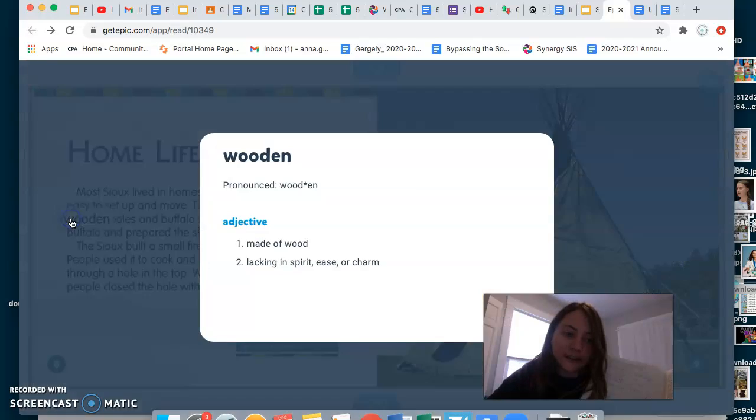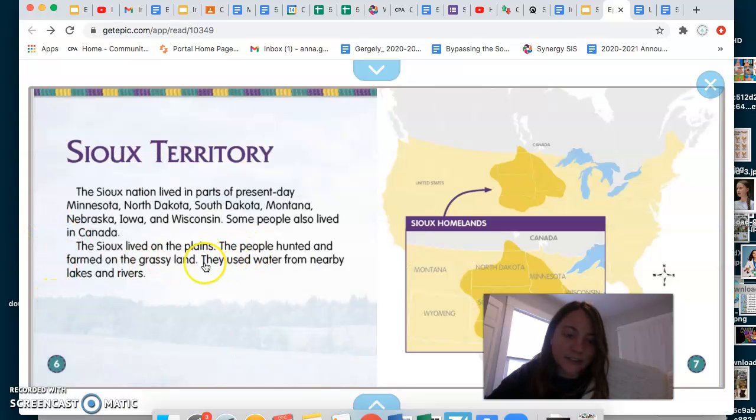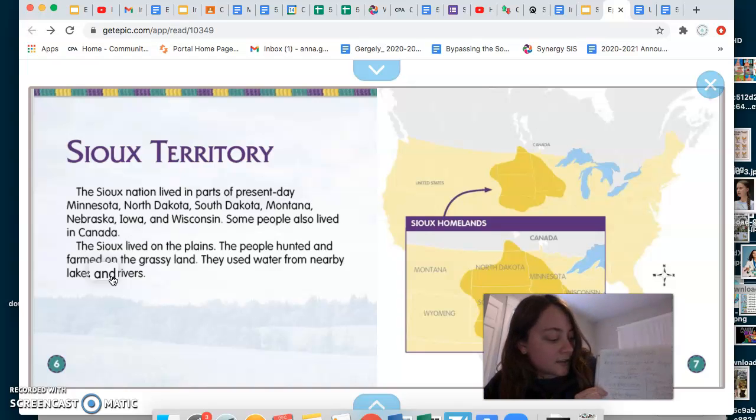We also see a resource here. Before I forget, it tells us they used water from nearby lakes and rivers. So on our resources side of our notes, the first thing we're going to have written down is water from lakes and rivers.